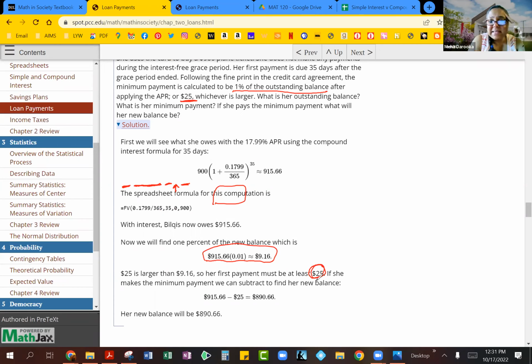Now, if Bilkis only pays her minimum payment and only makes a payment of $25, then from that $915.66, your new balance will come out to be $890.66. So this is a slightly different way that credit cards are calculated because you have to do it on a day-to-day basis, and not so much as how we saw in the last section, or even section 2.2 for that matter, where we talked about compound interest.